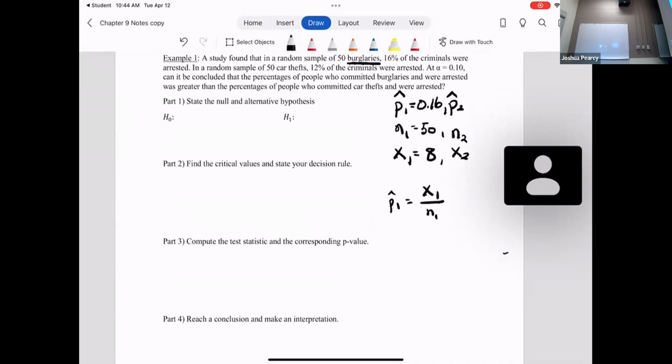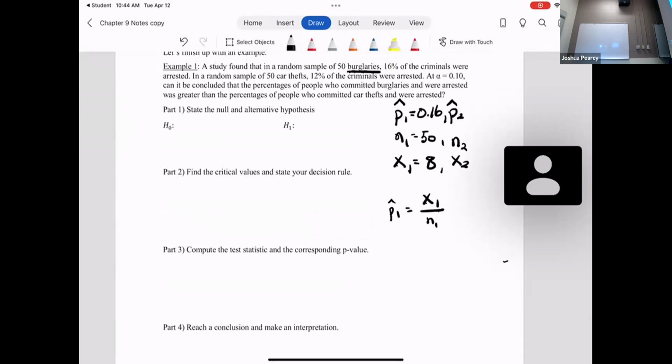Everyone okay why that is? To solve for X1 here, multiply by N1 on both sides. Then for P2 hat, the sample proportion of people who committed car thefts and were arrested, what is that? Yeah, 0.12. And what is N2? Doing the same idea to find X1, what do you get? 6. Now you have all of that.